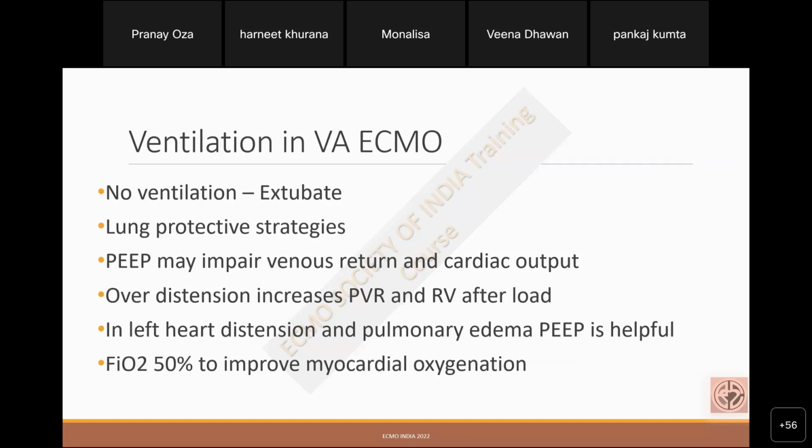Over distension can increase the RV afterload, so you have to take care of that. If the patient goes into left heart stasis or left heart distension, then pulmonary edema, and in that case, PEEP will be helpful to you. You might have to keep FiO2 a little on the higher side up to 60 also, because always remember that your heart gets the blood supply from the native circulation, and that's the reason you might have to keep the FiO2 high if the patient's lung is not very good.